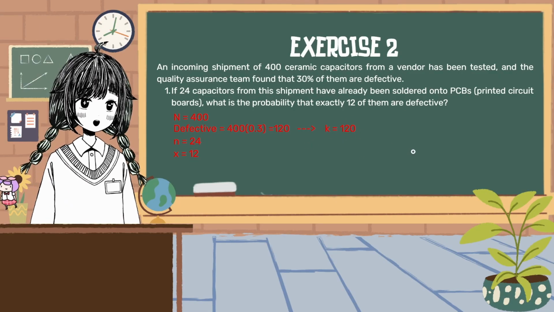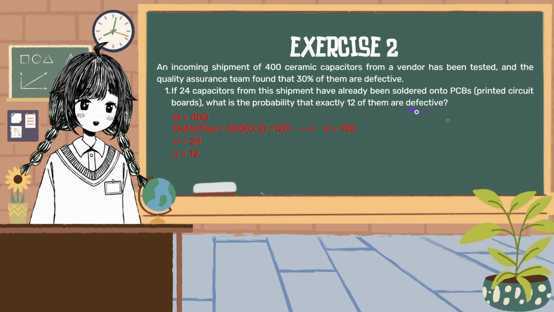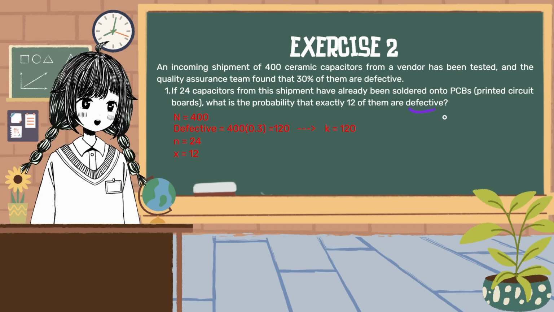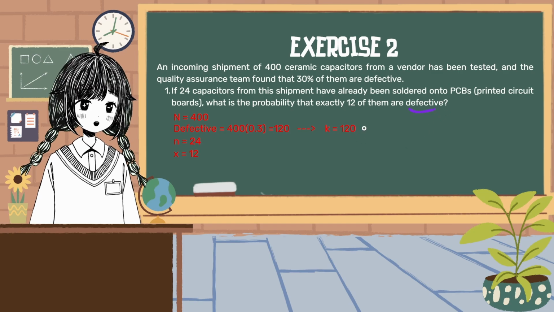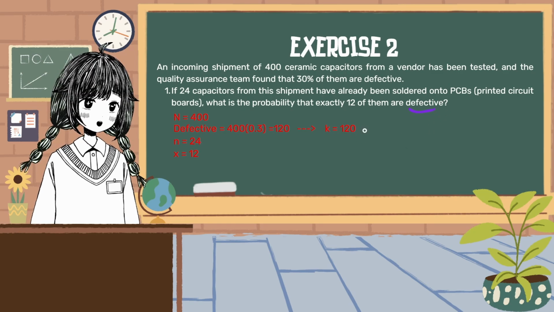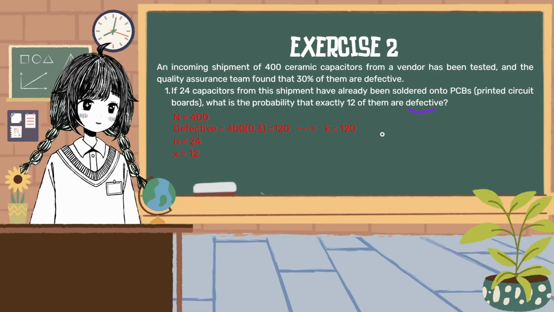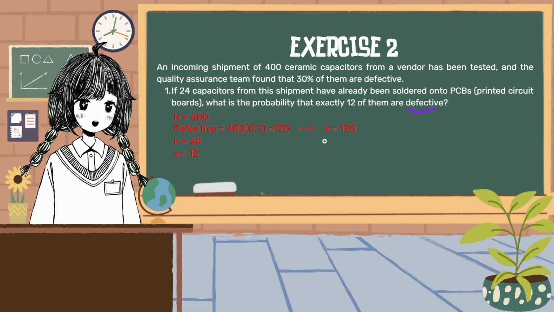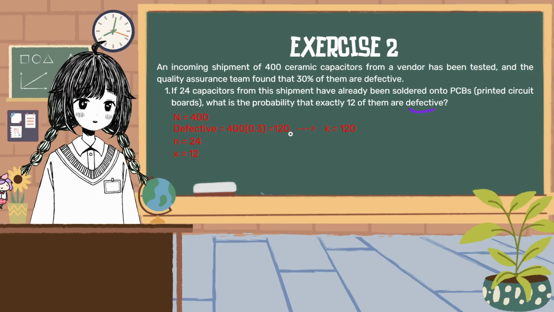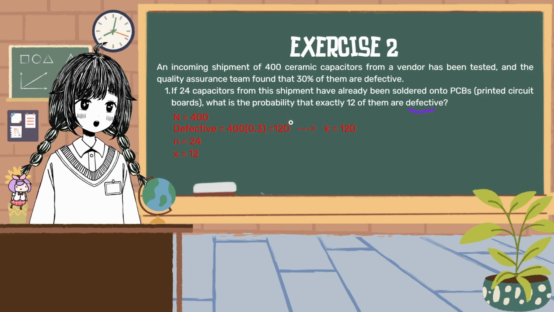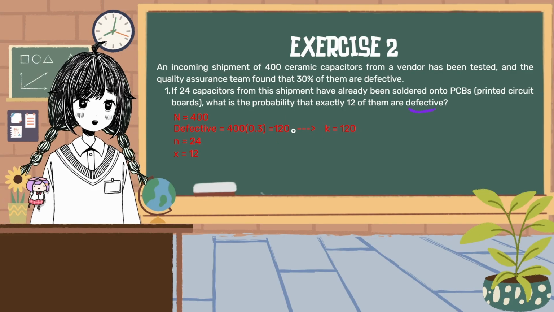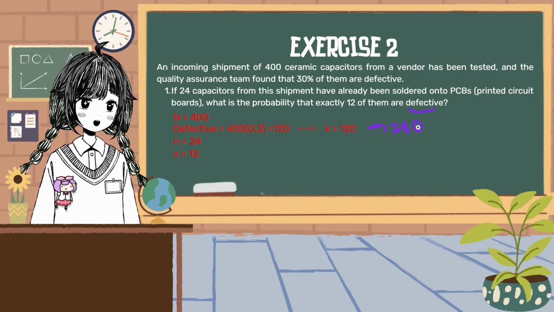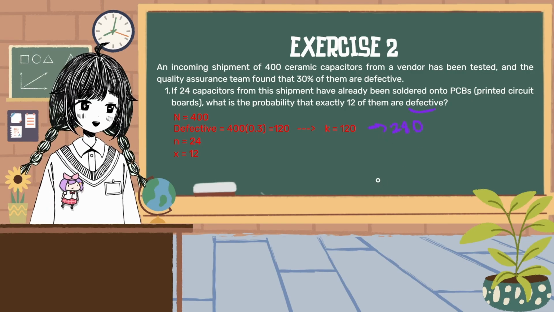In case the question changes, so instead of defective, if it wants, let's say, non-defective, the K value will change to non-defective. So in this case, it will be 400 minus 120 because it is defective. So K will be 280. Now back to the question.